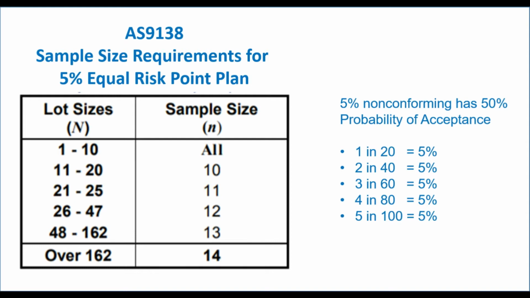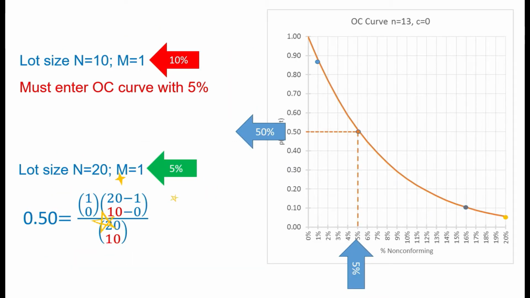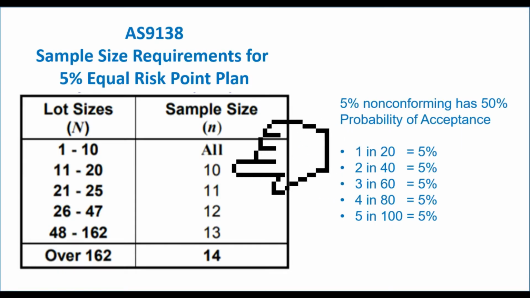The next line, 11 through 20. If you had 1 out of 20, that is 5%. So you can calculate using the hypergeometric that 1 in 20 requires a 10-piece sample in order to give you the 50% probability of acceptance. And you see this in the plan. The sample size is 10.